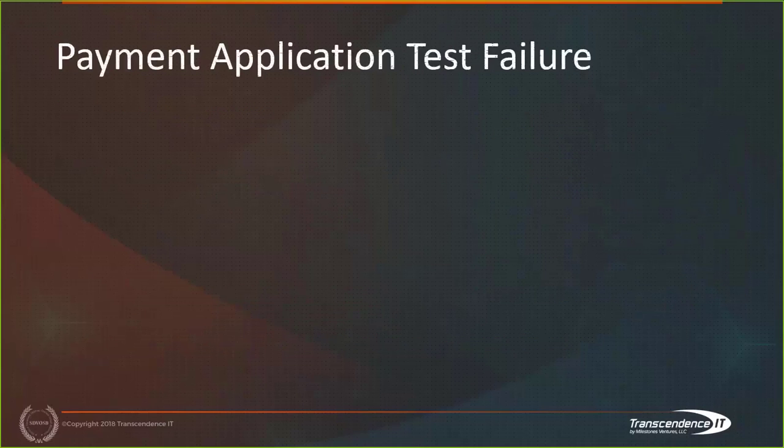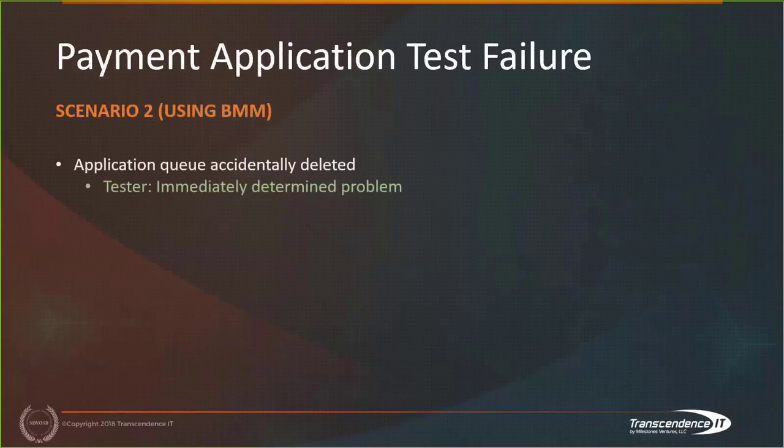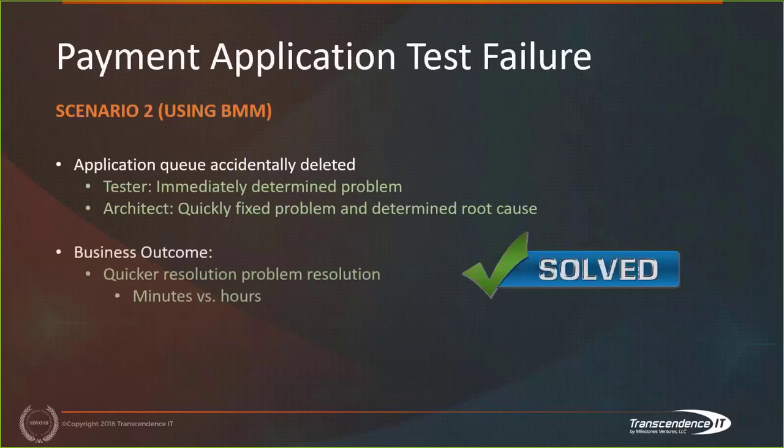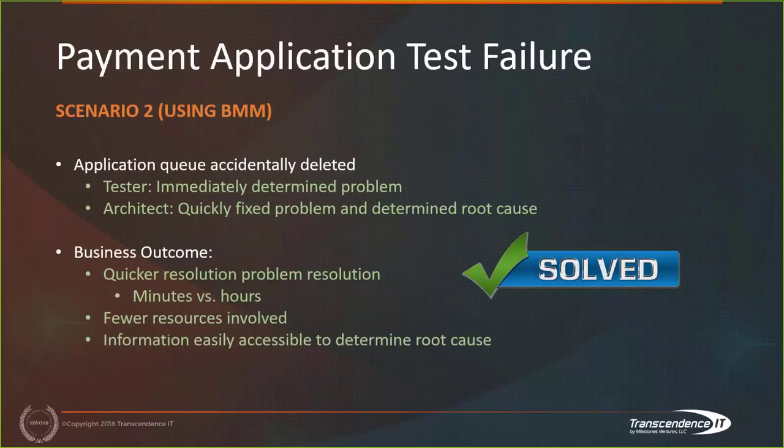In the second scenario, the MQ admin, Fred, and the application architect, Harry, now have BMC middleware management. With BMC middleware management, the problem is quickly identified via the user interface and confirmed in the audit log. This allows Harry to quickly amend the situation. Resolution occurs in a matter of minutes as opposed to hours, there's no war room, and the root cause is easily determined.